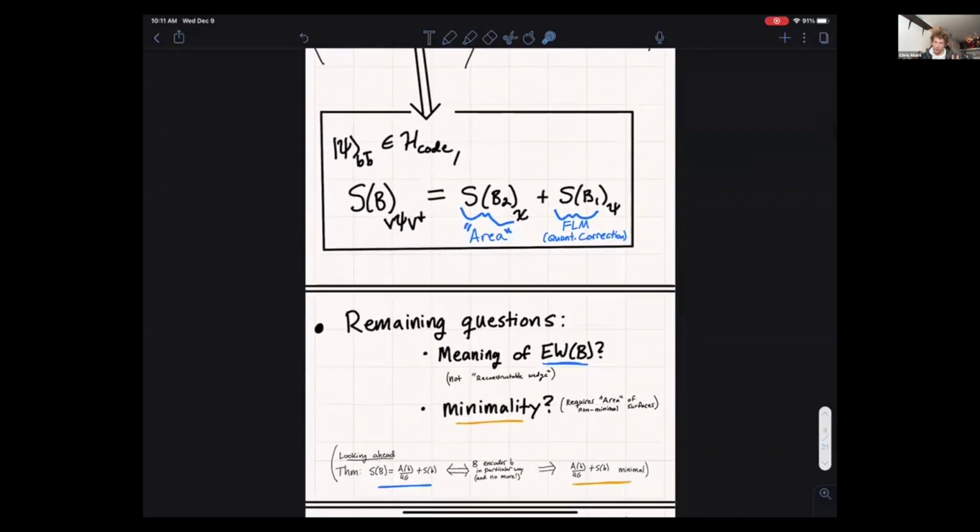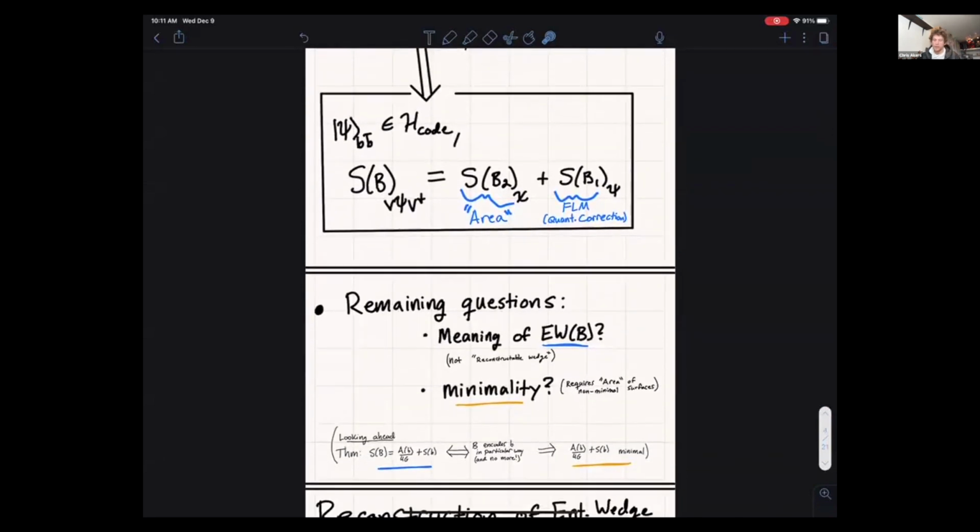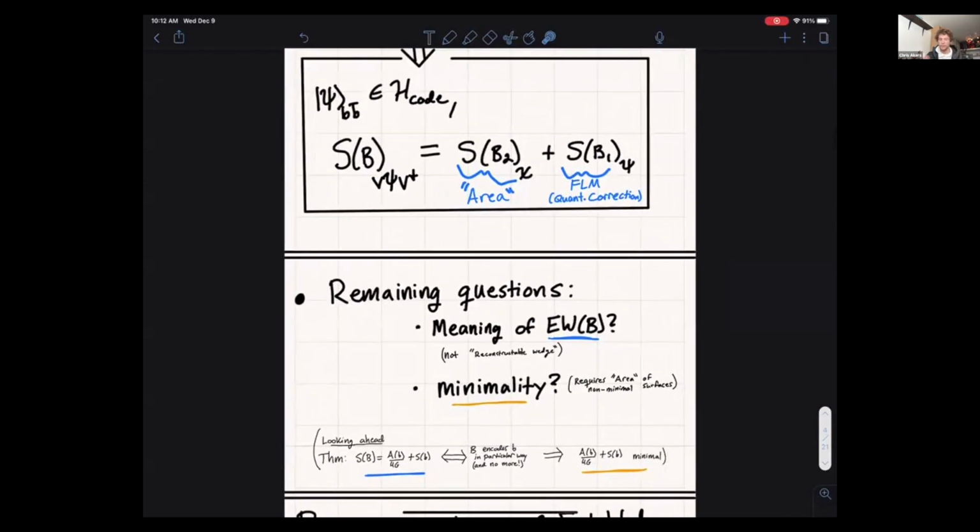And there's a few questions, though, that it does not answer. So the two that I'm most interested in are these. So first, what is the meaning of the entanglement wedge of B? So that was answered in some settings by Daniel's theorem, but not in all settings. In general, Daniel's theorem talks about the so-called reconstructable wedge. And I'm going to explain this in great detail momentarily.